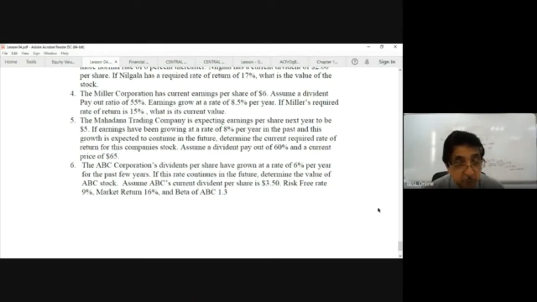Now, what you need to find out is the required rate of return, or in other words, the equilibrium rate of return. How are we going to arrive at that? Now, in this question, the risk-free rate is given. Market return is given. Beta is given. So what else do you need? You can calculate the required rate of return of the stock ABC, because beta is also given. So just apply the capital asset pricing model and arrive at the required rate of return of the stock.